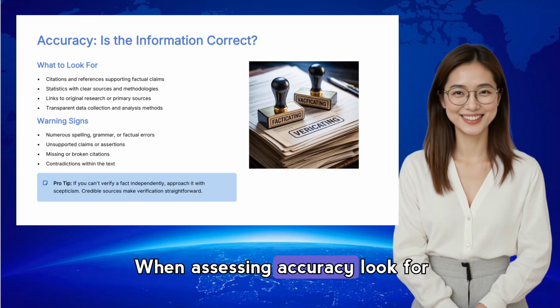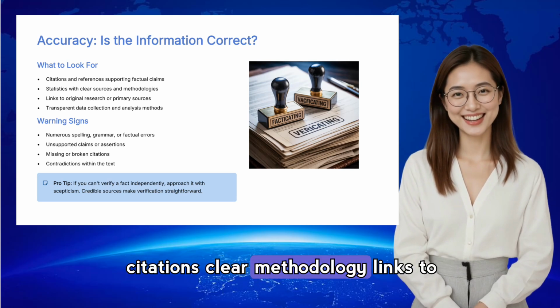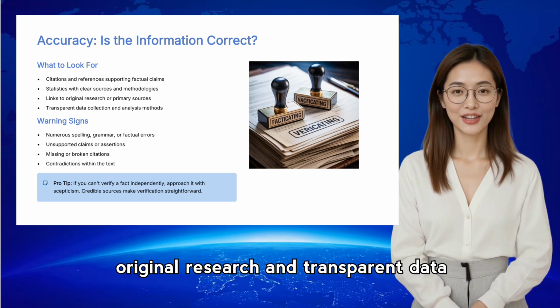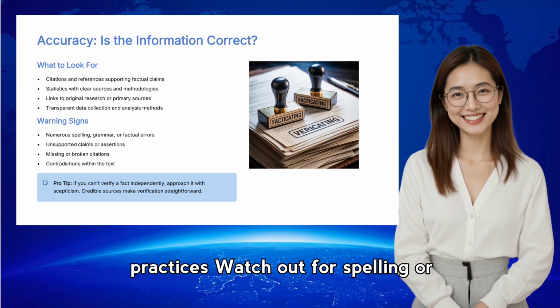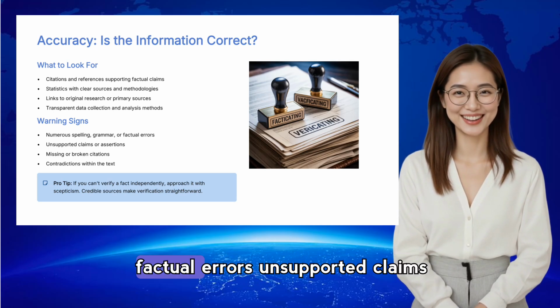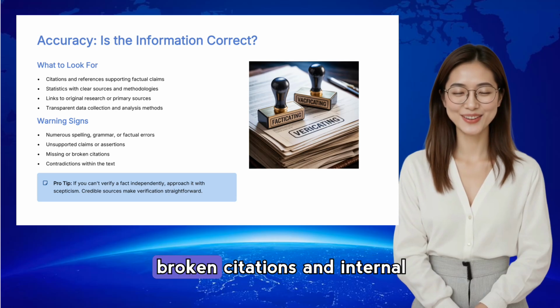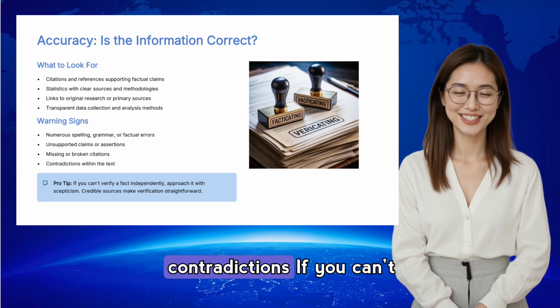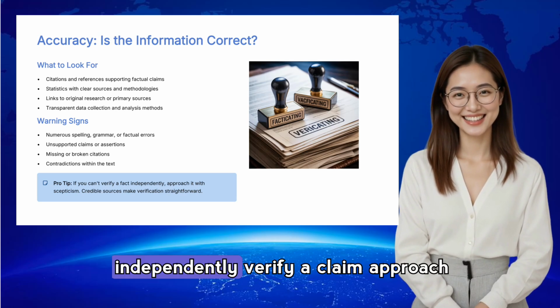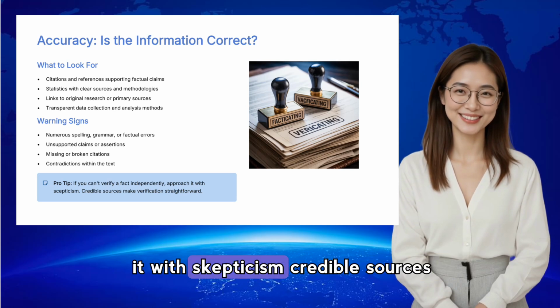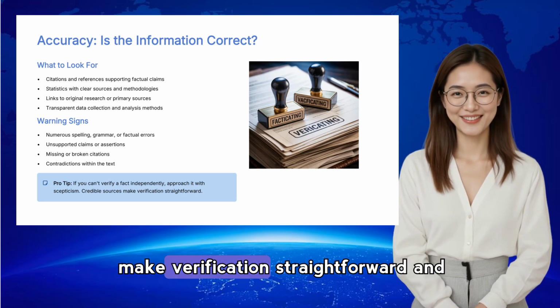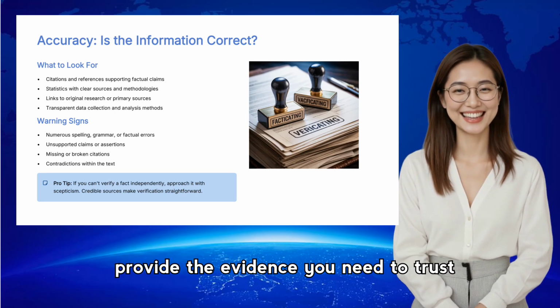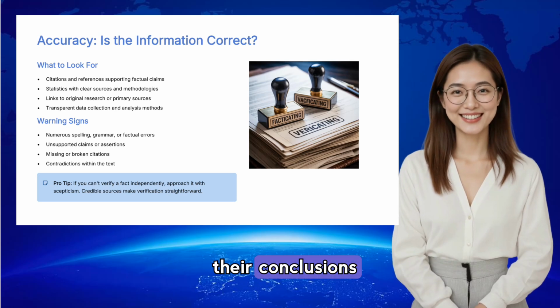When assessing accuracy, look for citations, clear methodology, links to original research, and transparent data practices. Watch out for spelling or factual errors, unsupported claims, broken citations, and internal contradictions. If you can't independently verify a claim, approach it with skepticism. Credible sources make verification straightforward and provide the evidence you need to trust their conclusions.